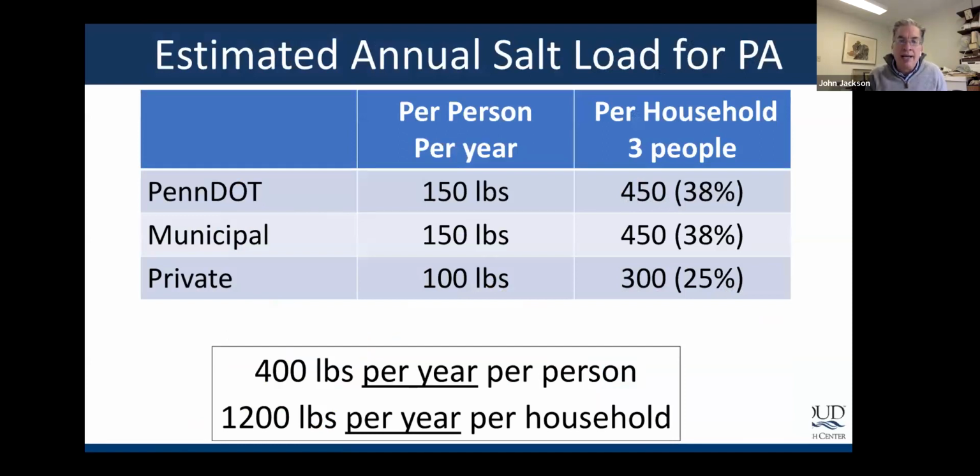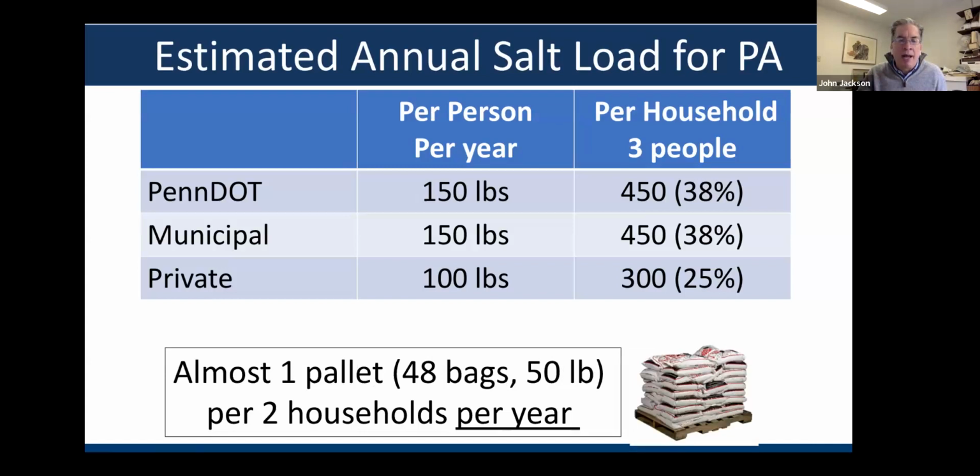In our area, I estimate conservatively 400 pounds per year per person, 1,200 pounds per year per 3-person household. That's based on state roads, municipal roads, and this is back of the envelope. Funny thing is I did this, and then somewhere along the line, I discovered Michigan had done something like it. I couldn't find the details, but they came up with a very similar number. So 400 pounds. That's almost a pallet of rock salt if you went to Home Depot per 2 households per year.